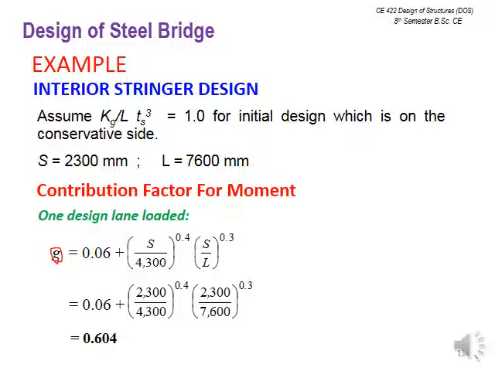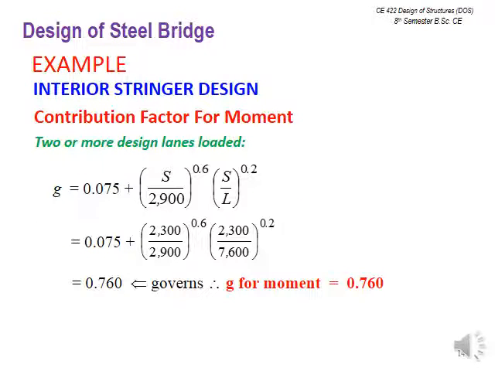For that, in the formula we have Kg over L t_s cubed, which we are considering as 1, as in example 9.1, for the initial designers, for beginners, which is on the conservative side, and also recommended by the H2 specification for beginners. So your spacing is 2300 and total span is 7.6. You can use these in this equation and get the moment, first for one design lane loaded, and then for two or more. For two or more design lanes loaded, you get 0.760.